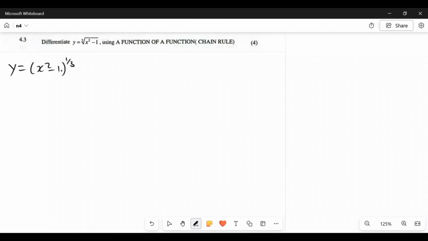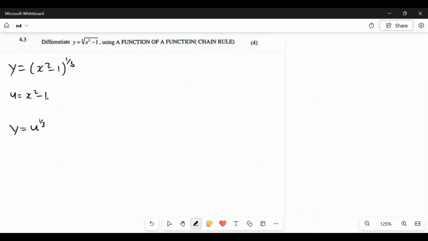So when it's like this, it's easy for us to use the chain rule. We can say let u equal x squared minus 1. The function inside here, we're going to equate it to u. Since u equals x squared minus 1, we can say y equals, remember x squared minus 1 is u, you can write u there, to the power of 1 over 3. There we go. Simple, straightforward.